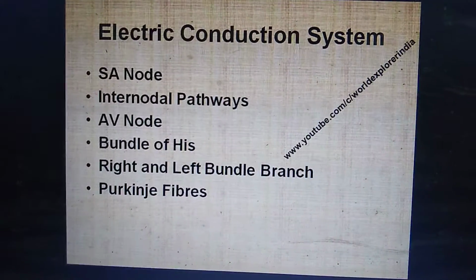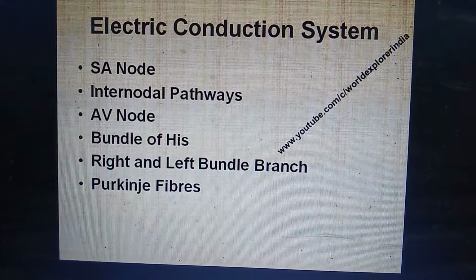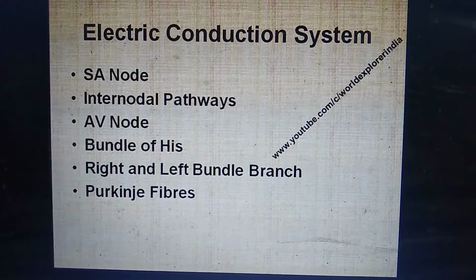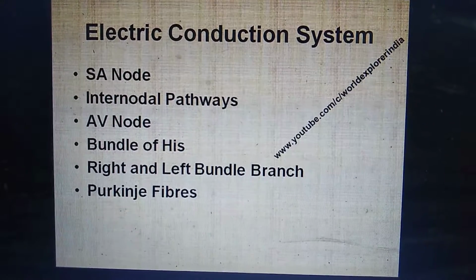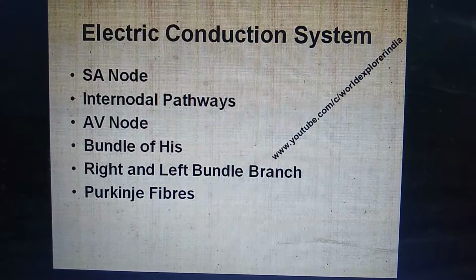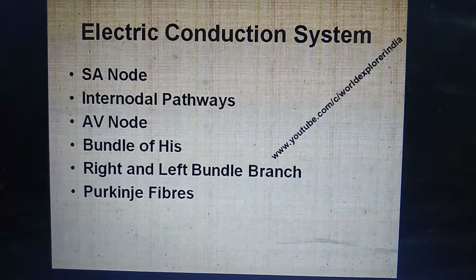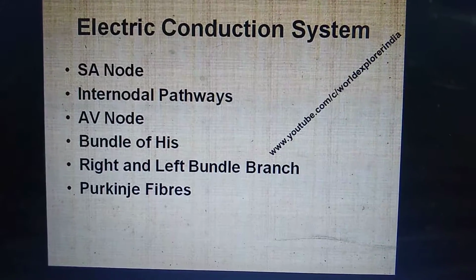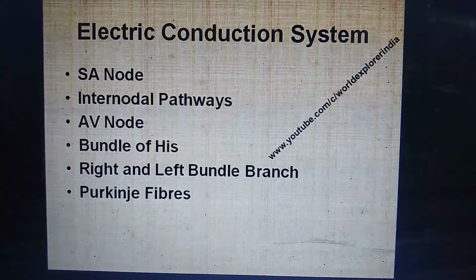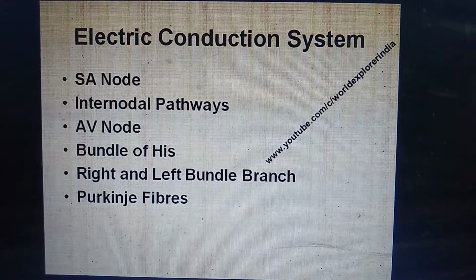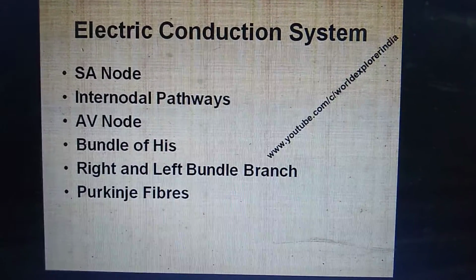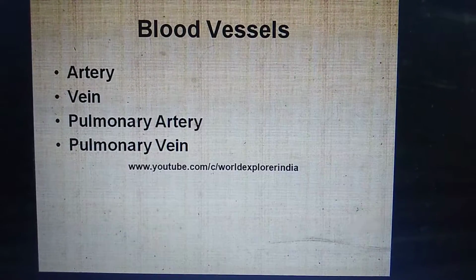This is the electric conduction system of the heart. Here we will see the nerve impulse which is generated in the heart from the primary pacemaker, that is the SA node, sinoatrial node, which passes through the internodal pathways to the AV node, that is the atrioventricular node, and then it passes through the bundle of His and then to the right and left bundle branches, then to the Purkinje fibers, which will make the heart contract.